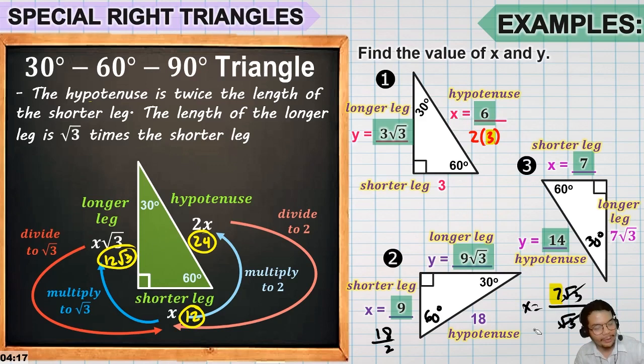Ayan. So, yan naman yung properties na present sa ating second special right triangle, which is the 30, 60, 90 triangle.